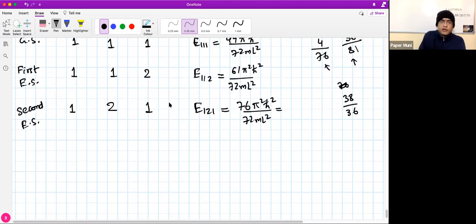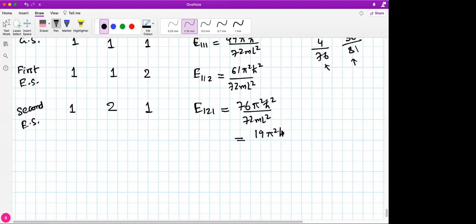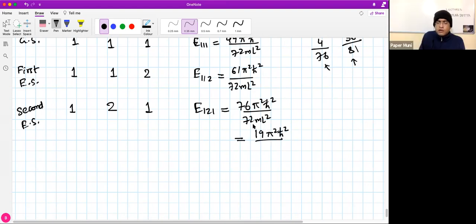This is fine. So I think the options are not matching here. What is the value we are getting? If you simplify this further, you'll get 9, 19. And this one, there's some factor of 2 missing out here.